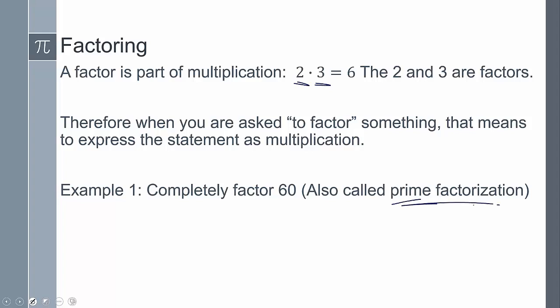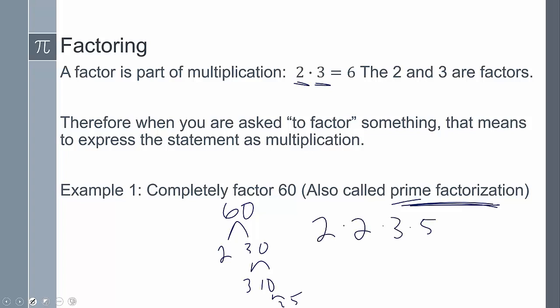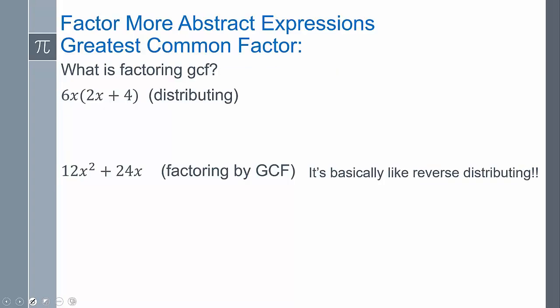We call that the prime factorization. That means you have to completely break down 60 into various forms of multiplication. That's 2 and 5. So 60 is the same as 2 times 2 times 3 times 5. So now that we know what a factor is, now let's look at the different types of factoring once we look at more abstract numbers.